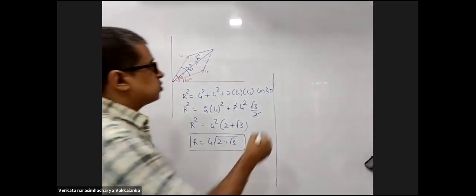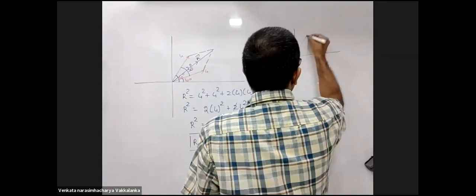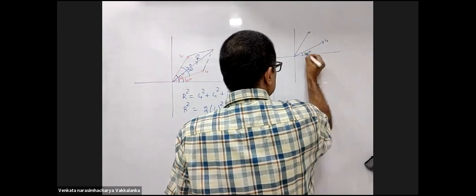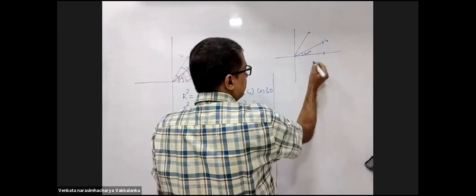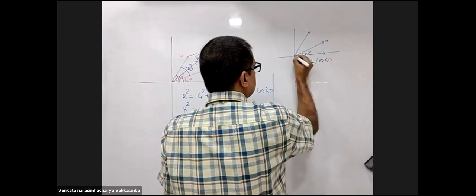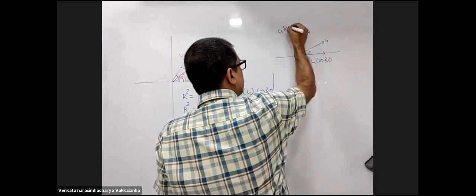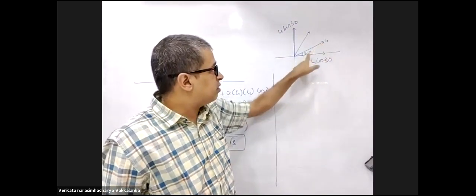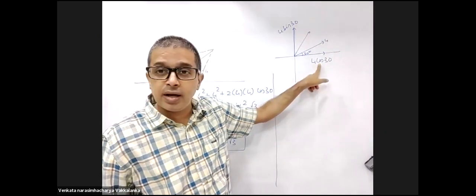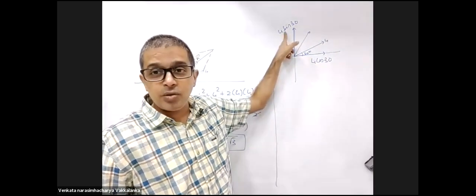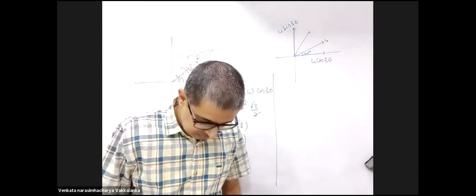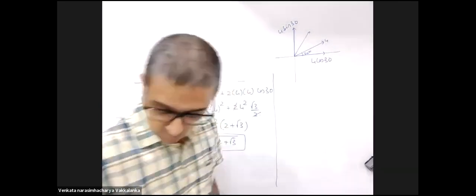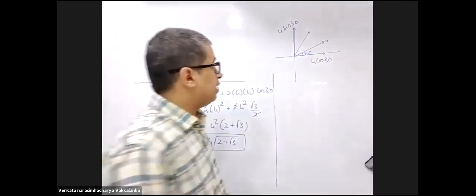What is the other way of solving the same question? You had 4 Newton this way, 4 Newton this way. This is 30 degree, right? I will resolve the first vector as 4 cos 30 and 4 sin 30. Resolving, I hope you people remember, component of the vector adjacent to the angle is vector into cos theta. Not adjacent to the angle is vector into sin theta. Yes, sir.